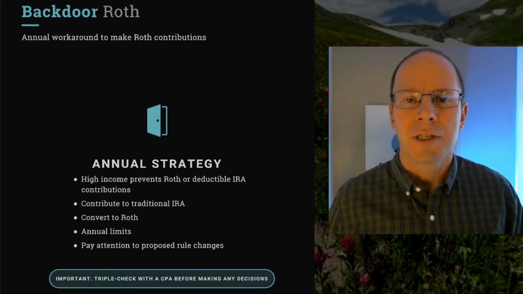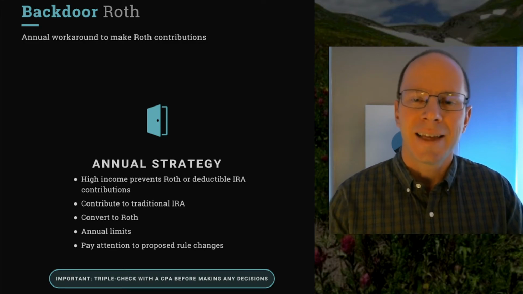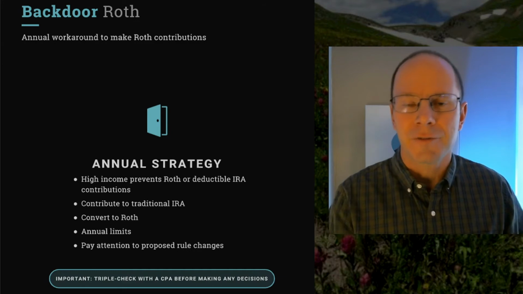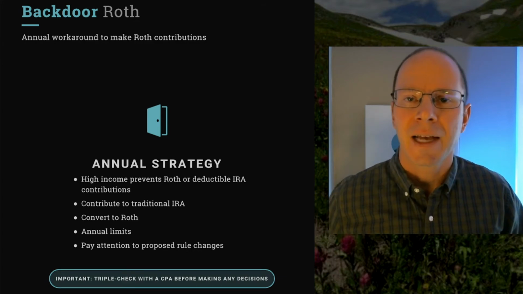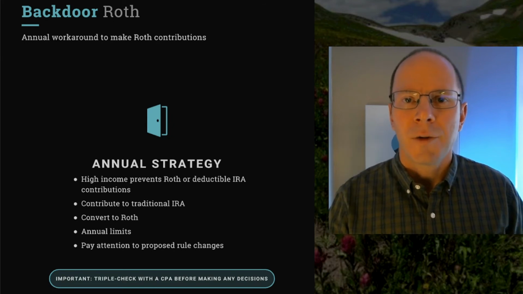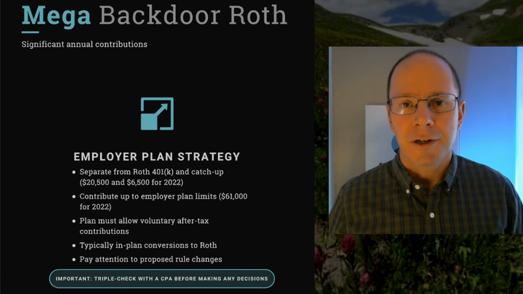So the most you can do is to put in that traditional IRA contribution and then convert that, and you're going to do that year after year. You put the money in, you convert. Put the money in next year, you convert. That's the basic backdoor strategy. When we look at the mega backdoor strategy, that's going to allow for bigger contributions.